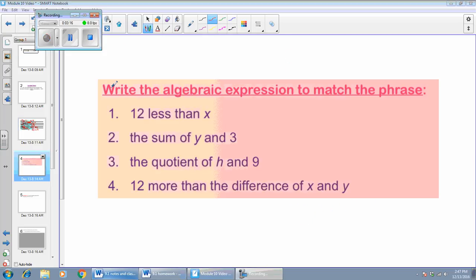Here are some more examples. Let's do the first one together. Write the algebraic expression to match the phrase. 12 less than x. This is the tricky one.